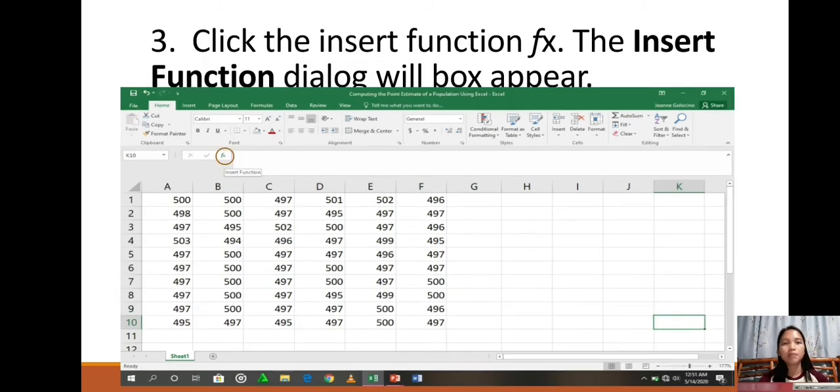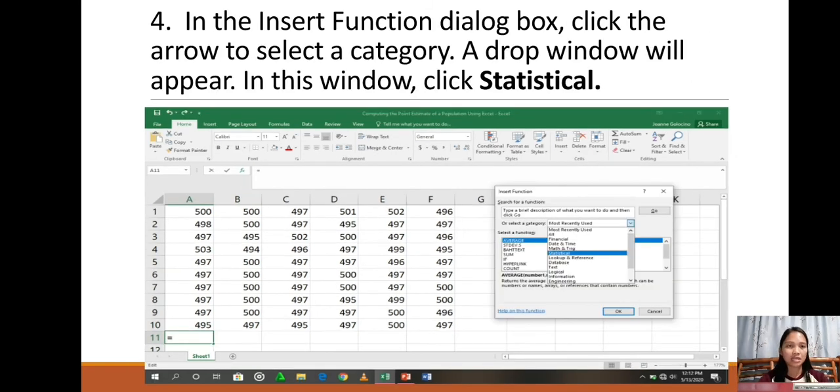And for step number 3, we need to click the insert function fx. So I have encircled fx, and a dialog box will appear. After clicking that, there is a dialog box that will appear, just like that, insert function. So we need to click on the most recently used, then statistical. So as you can see, I have clicked statistical.